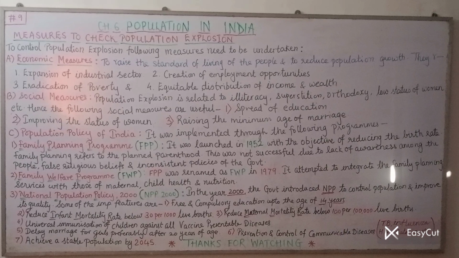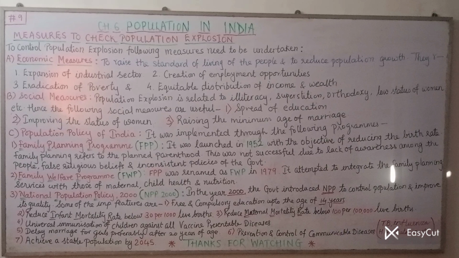Then next, fifth objective, delay marriage for girls, preferably after 20 years of age. See, all of us know that the legal marriage age for girls is 18 years, but according to this policy, NPP 2000, it was advised that the girls should not get married at least till the age of 20. So what happens is, if the marriage age is raised or people get married later, then the fertility span available will be less and thereby the birth rate can be controlled. That was the intention behind it.